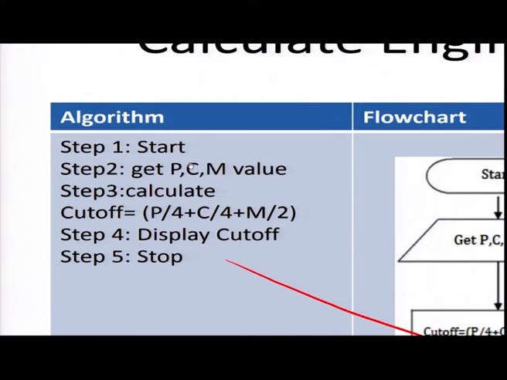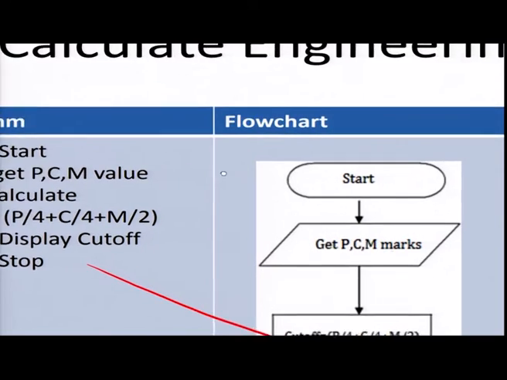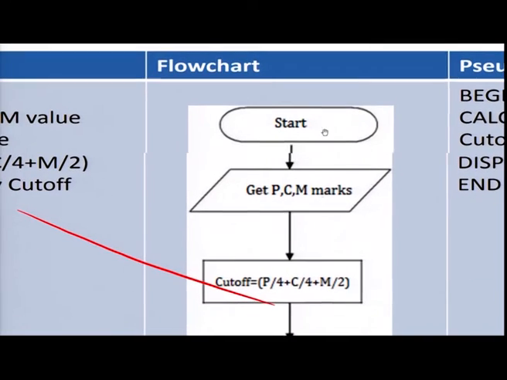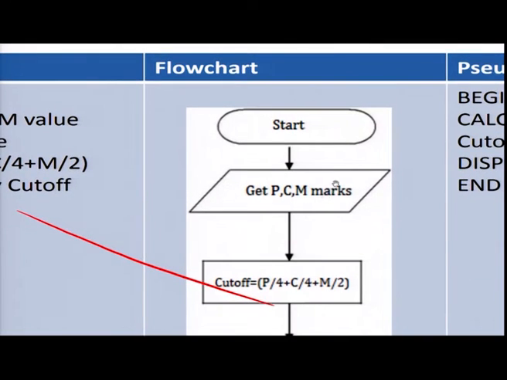Start, get the physics mark, chemistry mark, maths mark as integer values, right? Then you are calculating. The formula for calculating the cutoff is equal to physics mark divided by 4 plus chemistry mark divided by 4 plus maths mark divided by 2. So now you are displaying the cutoff, you are stopping it. Now let us see how the flowchart has been written. Start, you get the physics, chemistry, maths marks.